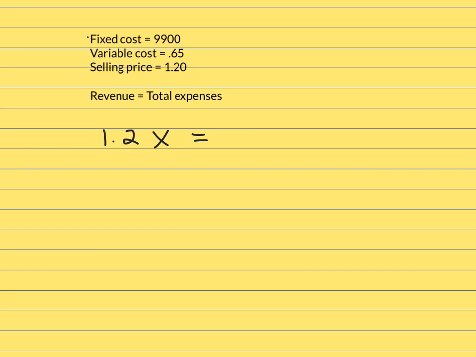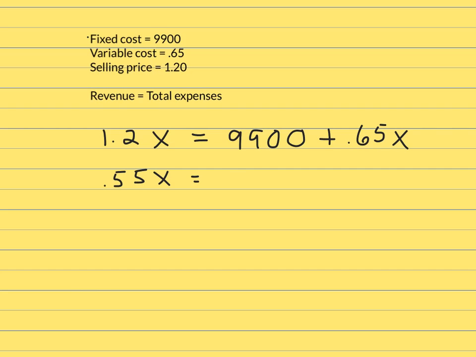And your total expenses, you've got 9,900 of fixed cost, plus it costs 65 cents to make each one. So the total variable cost would be 0.65 times X. And let's subtract 65 cents from both sides. Of course, if you had $1.20 and subtracted 60, that'd be 60 cents, but take off another 5, so you got 55 cents.